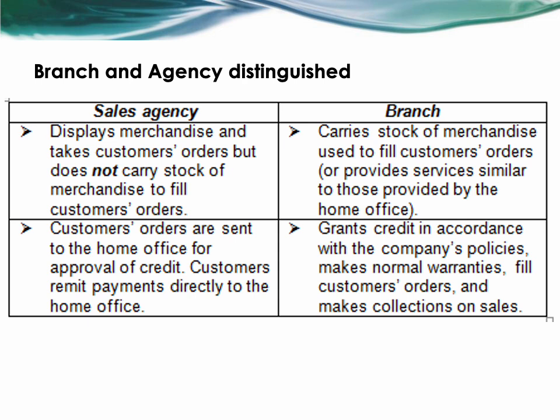In contrast, a branch is a full business unit, and it carries inventory, grants credit, collects cash, and often operates under the home office name, but with significant independence. So the key difference is that a branch maintains its own records and prepares its own financial statements.